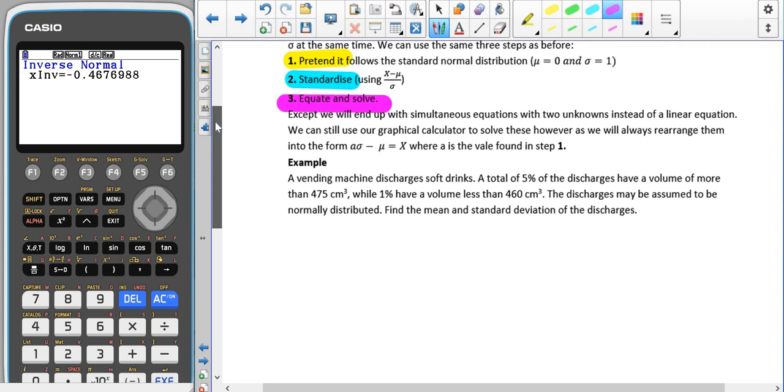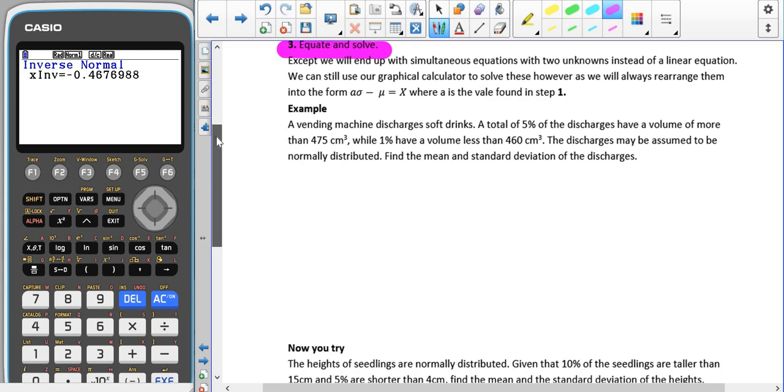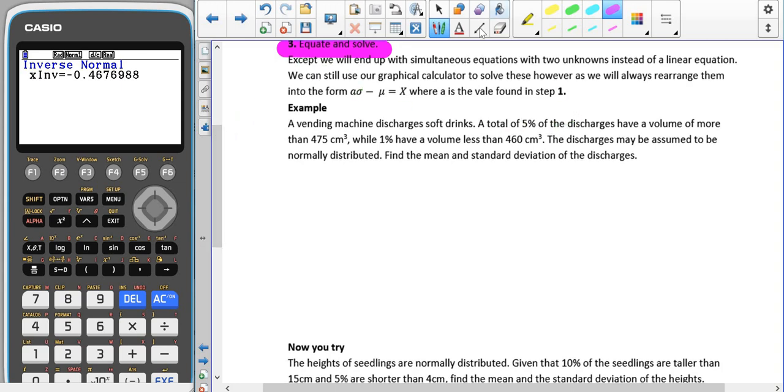So we have a vending machine that discharges soft drinks, a total of 5%. I'm just going to split the top of my page in 2, and I'm going to do the working for one bit here and the working for the other bit here. When you're having to answer one of these, where you're trying to find both the mean and the standard deviation, you will be given 2 bits of information about the distribution. So here we have a total of 5% of the discharges have a volume more than 475 cubic centimetres.